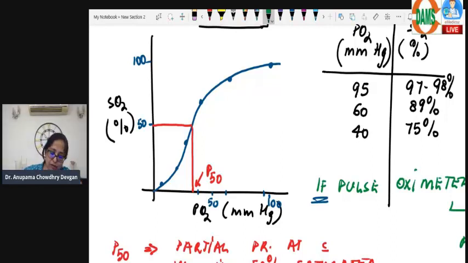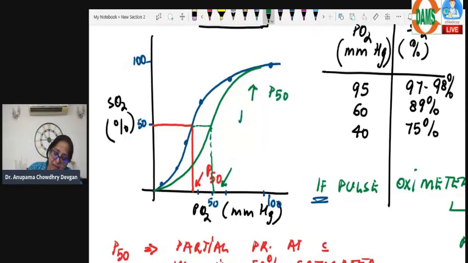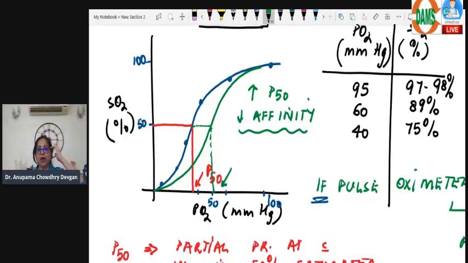When I say right shift of the curve, what will happen to P50? P50 will show an increase. There is an increase in P50, or in other words, a decrease in affinity. Right shift means an increase in P50 and a decrease in affinity.